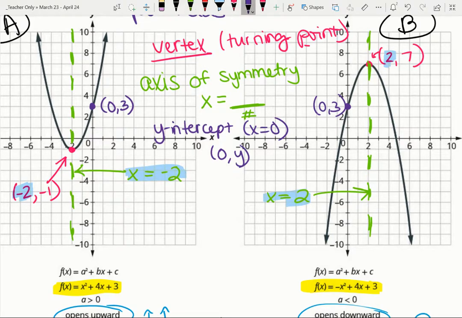Another feature that is familiar is an x-intercept.